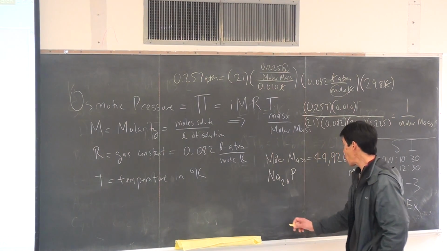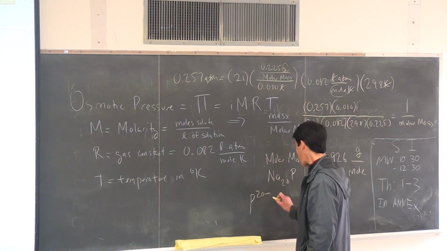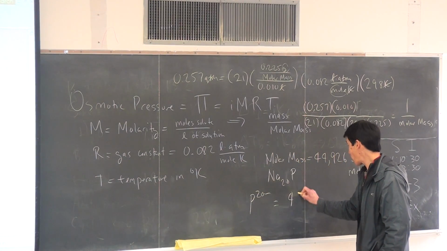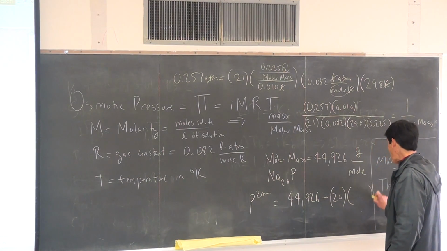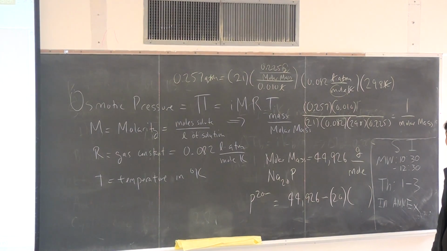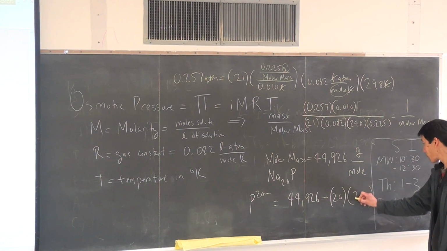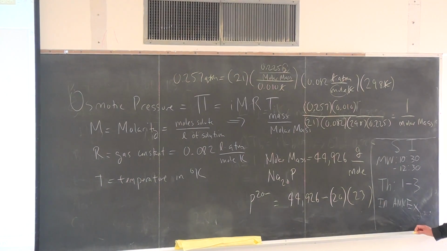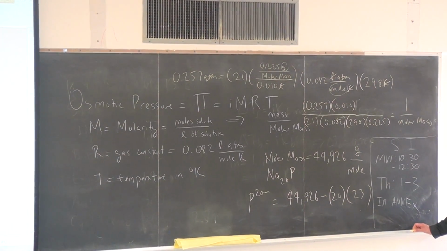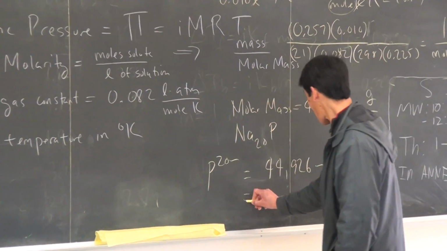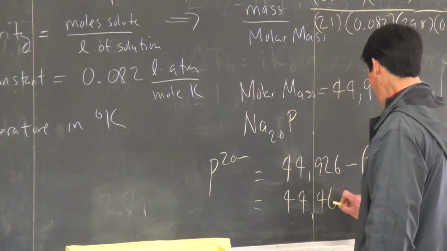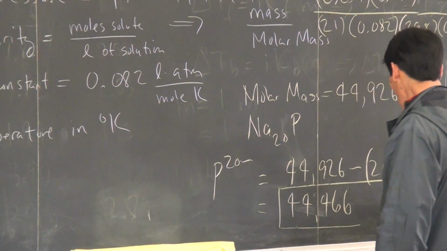So this is the molar mass of the Na20P. For the protein, P20 minus, this is going to be 44,926 minus 20 times the molar mass of the sodium ion, which is 23. 23 times 20 is 460, so 44,926 minus 460 is 44,466. So this is going to be the mass of the protein.